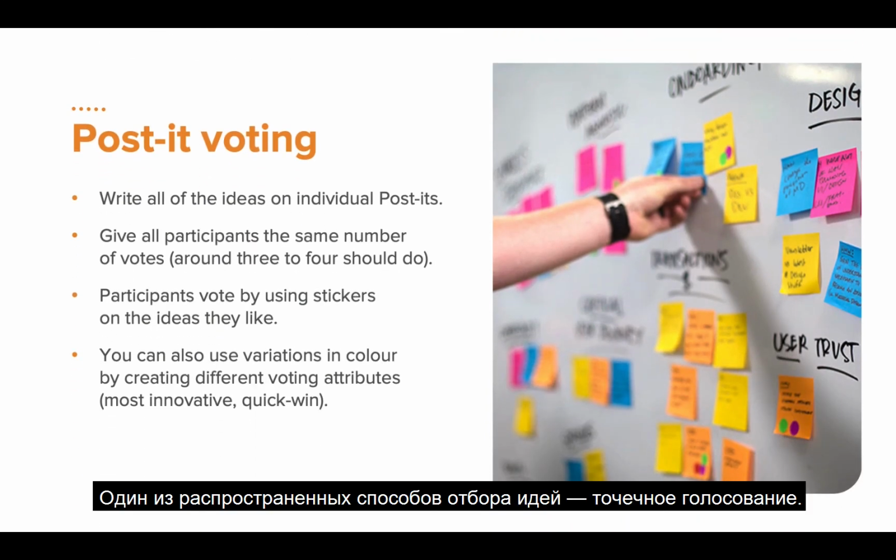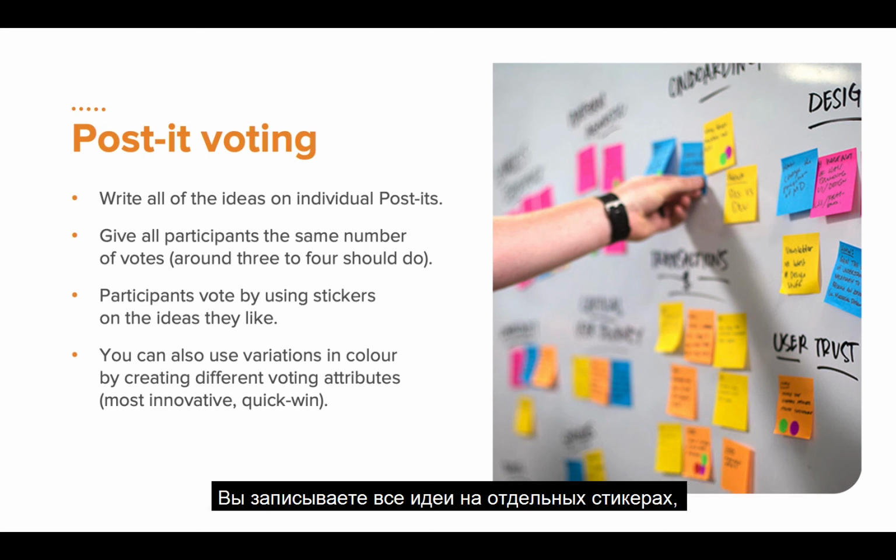One of the most known methods for idea selection is post-it voting or dot voting. So you write all of the ideas in individual post-its as you've done during the brainstorming, and you will give all participants the same number of votes. You can give 3 to 4 or even 5 to each participant.